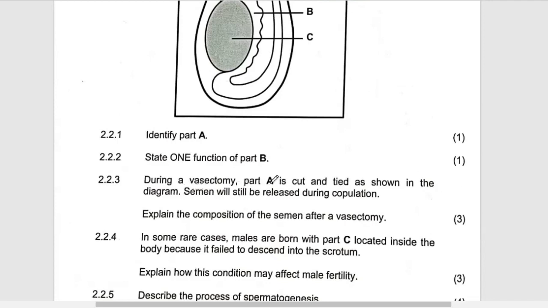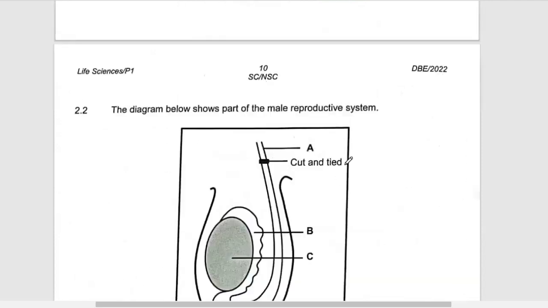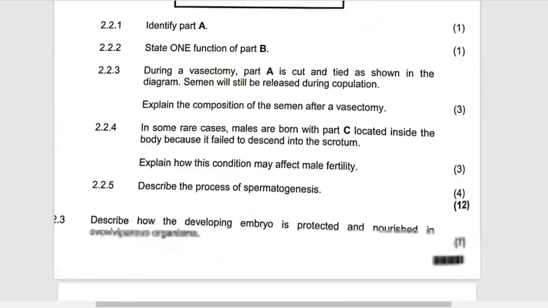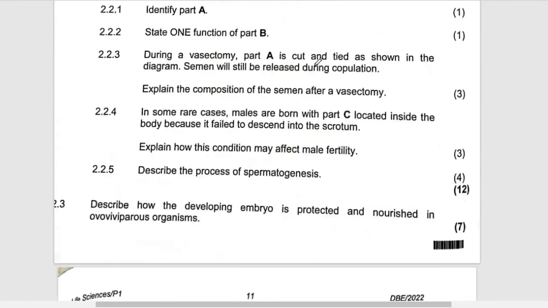And then they're saying during vasectomy, that is cutting. When you talk about the vasectomy, it is the cutting of the vas deferens. A is cut and tied as shown in the diagram. Semen will not be released during copulation. Explain the composition of semen after vasectomy.